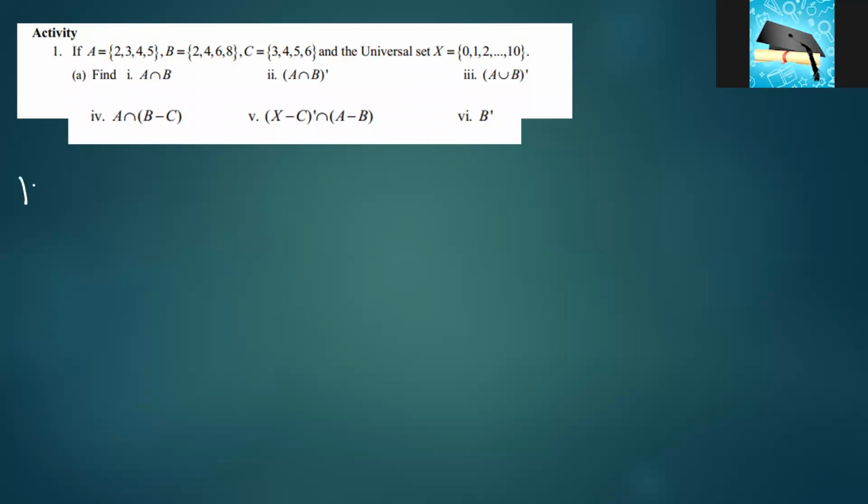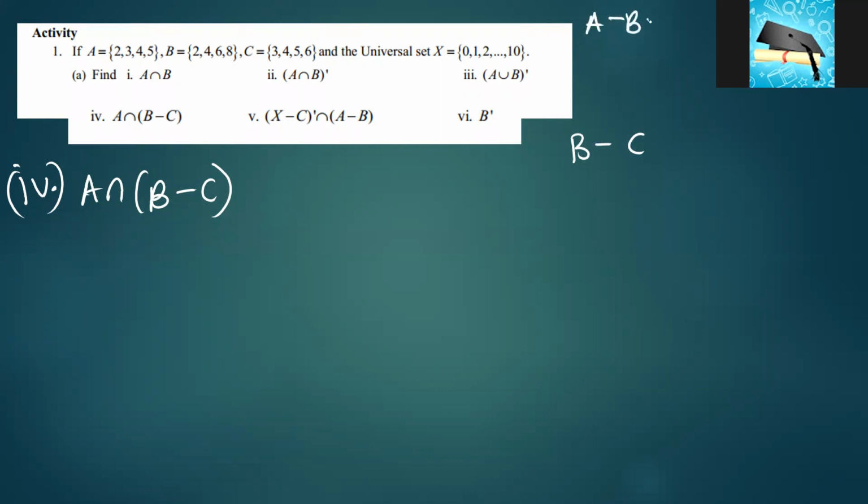So the next one is A intersection B minus C. So remember what I told you, that whenever you see B minus C, or let me start with A minus B. Whenever we see A minus B, this simply means that we're trying to find A intersection B complement. So when we say B minus C, it is simply just B intersection C complement. So this is what we're going to start with.